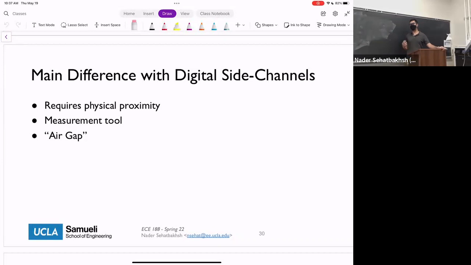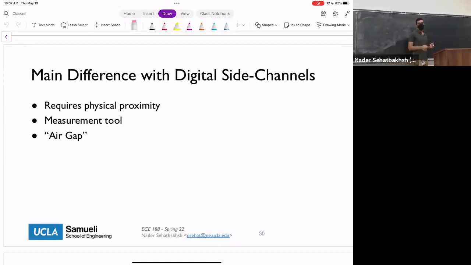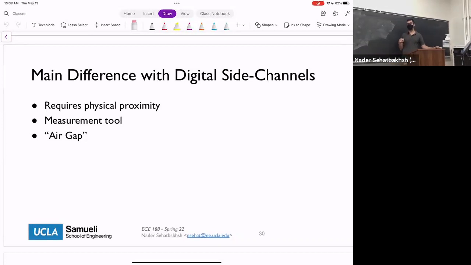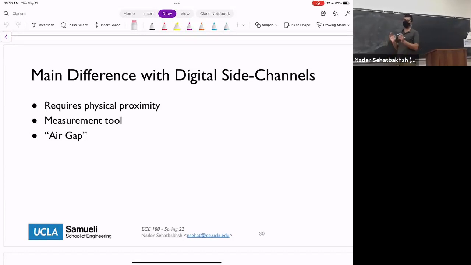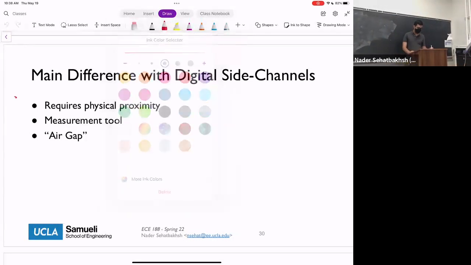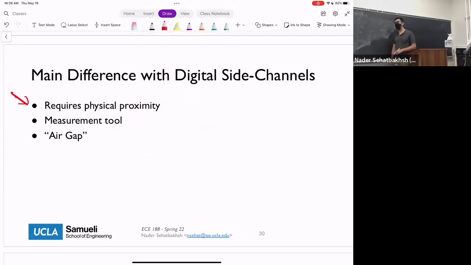So you need to actually be physically present in the same room with the device that you're trying to attack, okay? That means that the applicability of physical attacks is completely different from the digital, because digital is, as I said, technically from anywhere you can launch an attack, for example, into Amazon Web Services or Microsoft Azure and so on. But for physical, you need to actually be in the same room with the device, okay? So that's number one.